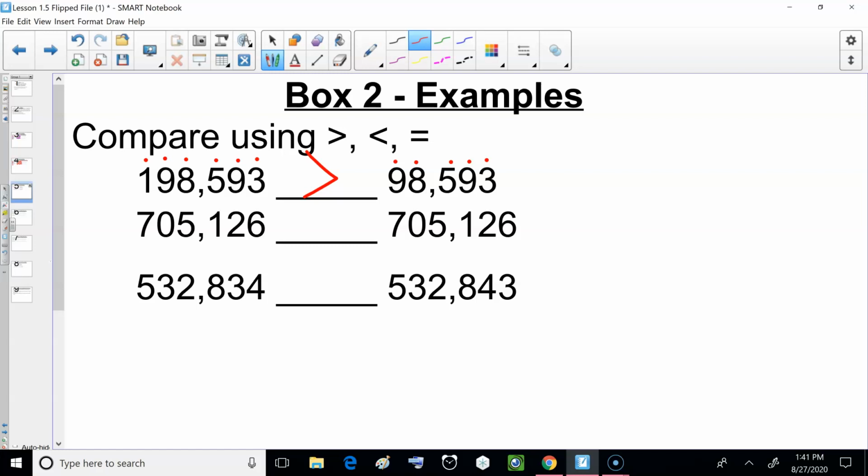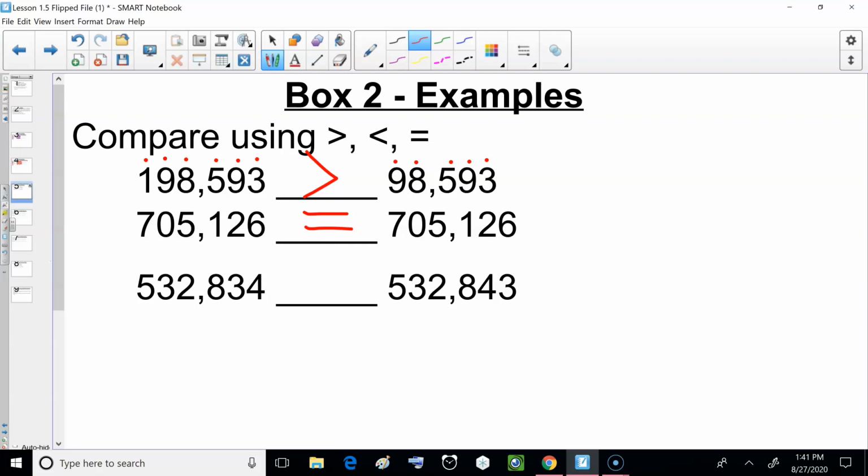Said 705,126. 705,126. Those would be equal. Notice when I start comparing them, if I know they have the same number of place values, I always start with the biggest place value first.